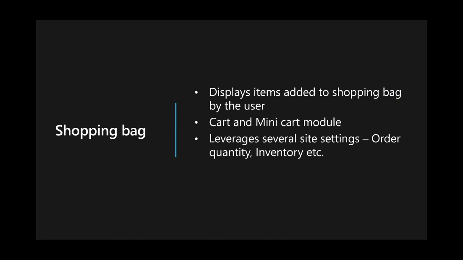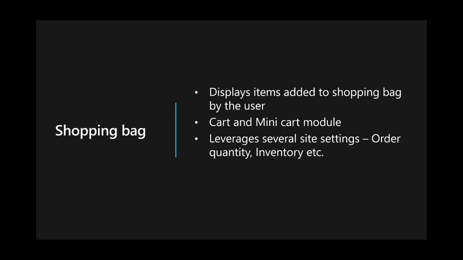Shopping bag. Shopping bag displays items added to shopping bag by the user. There are two main shopping bag modules. One is the cart and then the other is a mini cart. Again, as the name goes, mini cart is like a minimalistic version of the cart with minimal operations, used mainly to give you a summary of what is available in the cart. And the cart basically displays all your cart line items.